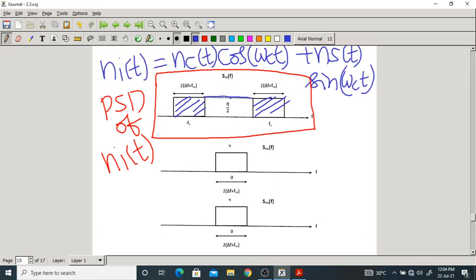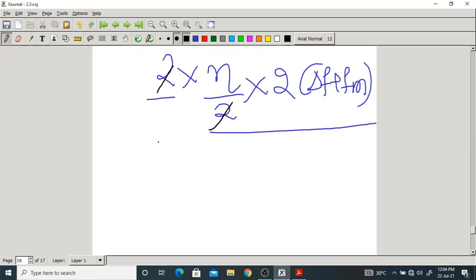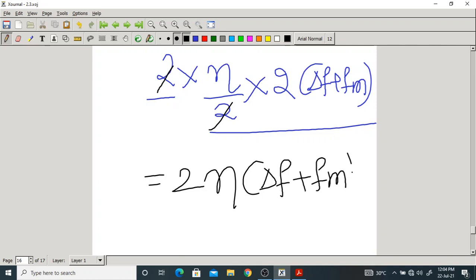Here eta by 2 into delta f plus fm. This is the area of only the first one rectangle. We have two rectangles, obviously into 2. So 2 into rectangle area, this cancels out, this is equal to 2 into eta into delta f plus fm. What is this? Power of ni of t, that is called ni square bar.